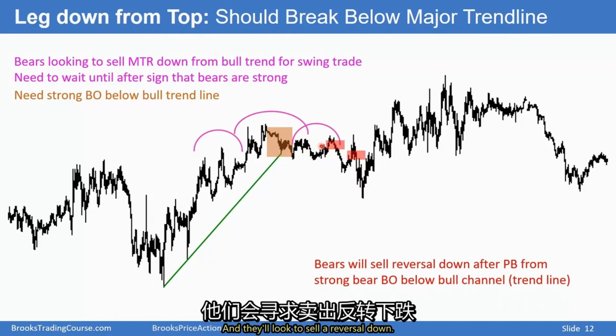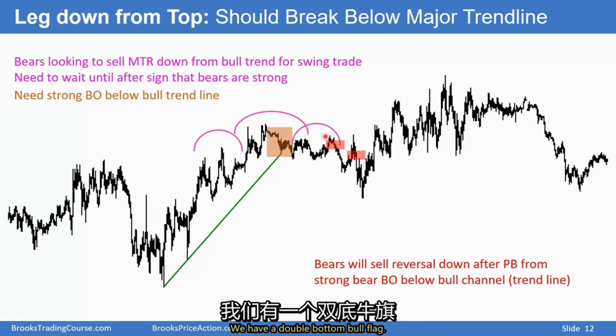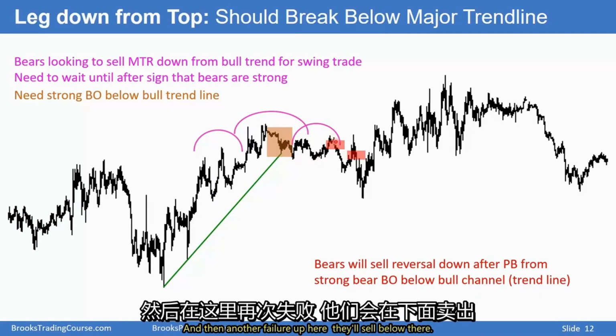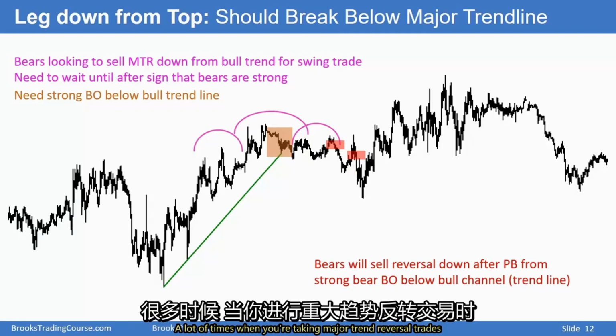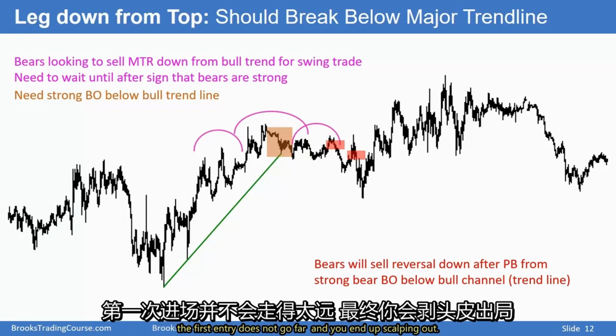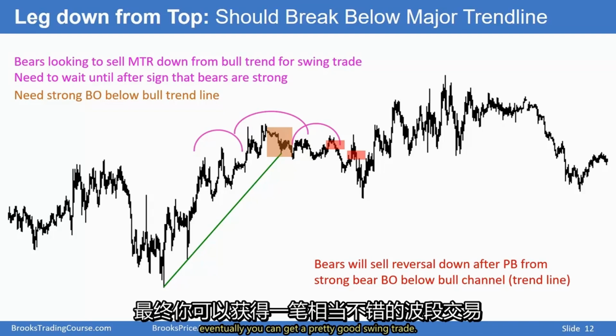And they'll look to sell a reversal down. They could sell below these bars, probably buy back their shorts here. We have a double bottom bull flag. And then another failure up here, they'll sell below there. And then another double top here, they'll sell below here. A lot of times when you're taking major trend reversal trades, the first entry does not go far and you end up scalping out. However, if you're willing to continue to try, eventually you can get a pretty good swing trade.